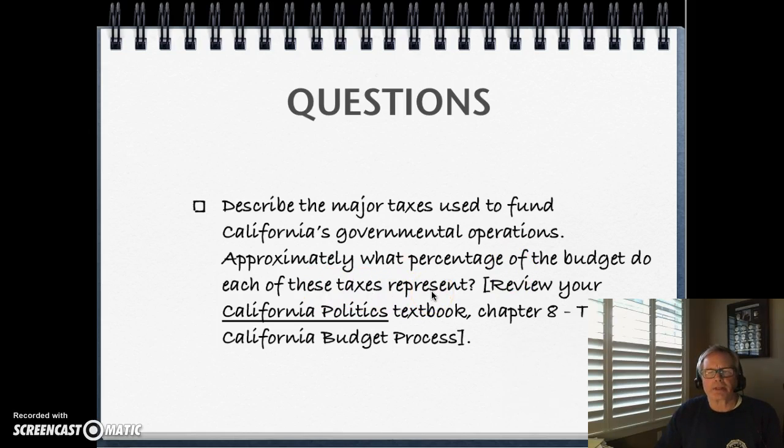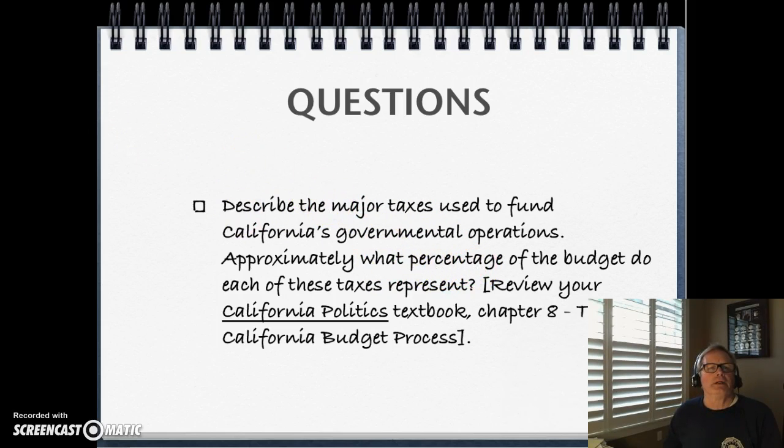So for this particular case, I would suggest that you review our smaller textbooks, the California Politics textbook by Van Vechten, and then review chapter 8, the chapter on the California budget process. And there you will find a couple good figures, and you will also find a little narrative about each of the major taxes used to fund California's governmental operations. And that will give you enough information that you will be able to describe it for me for this particular question. Okay? So again, describe the major taxes used to fund California's governmental operations and approximately what percentage of the budget do each of these taxes represent.